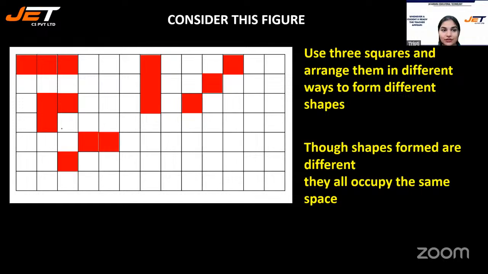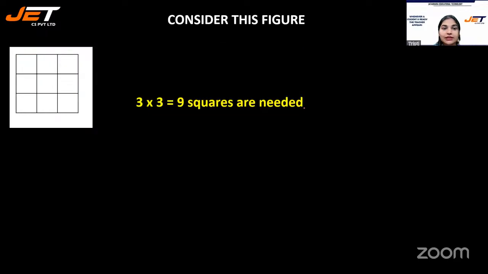These three. So with three, you can arrange them in different ways. But with two, you have limited options. With three, there are other possible ways as well. Now these are other three, right? So here, though the shapes formed are different, all of them occupy the same space, right?